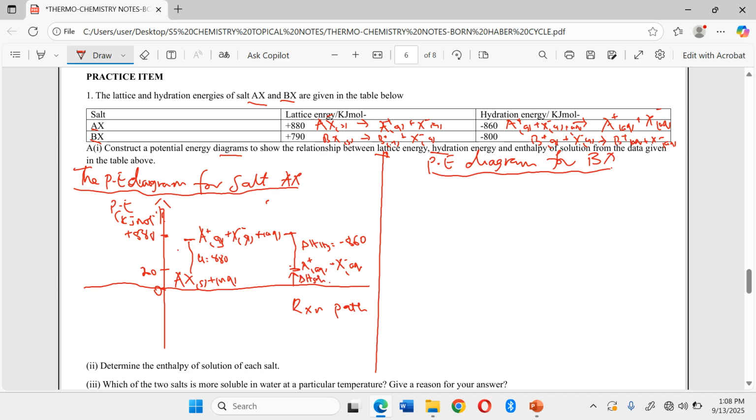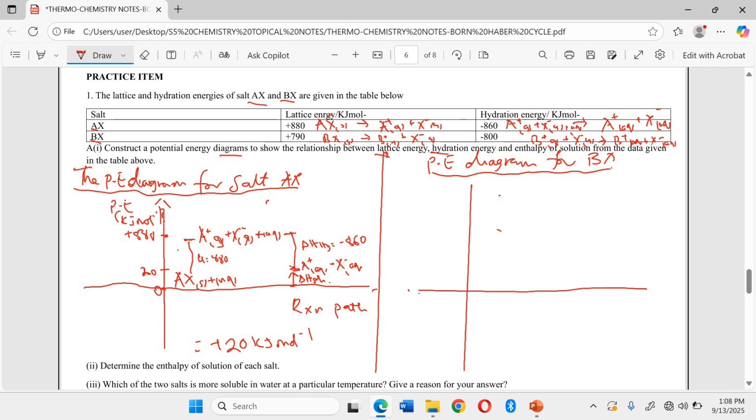So how do we get the enthalpy of solution? The enthalpy of solution is this distance from here up to here, because we are getting this solid, adding it in water to form these aqueous ions, and therefore you can see our answer becomes positive 20 kilojoule per mole. Have you seen that? So we do the same for this diagram for BX.